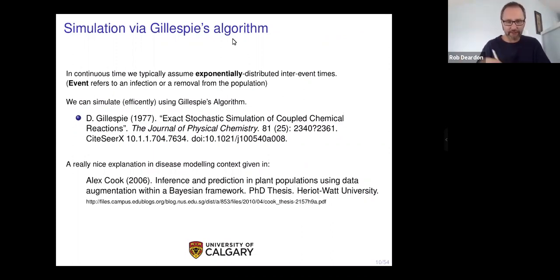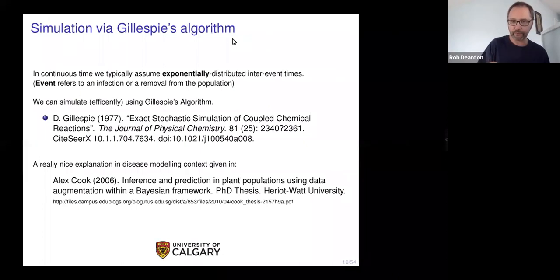Alex Cook and I overlapped a little bit at Cambridge back around 2005, 2006, and his PhD is still up online. He gives a really nice explanation of how the Gillespie algorithm works in the context of disease modeling, and I'm going to summarize that here.